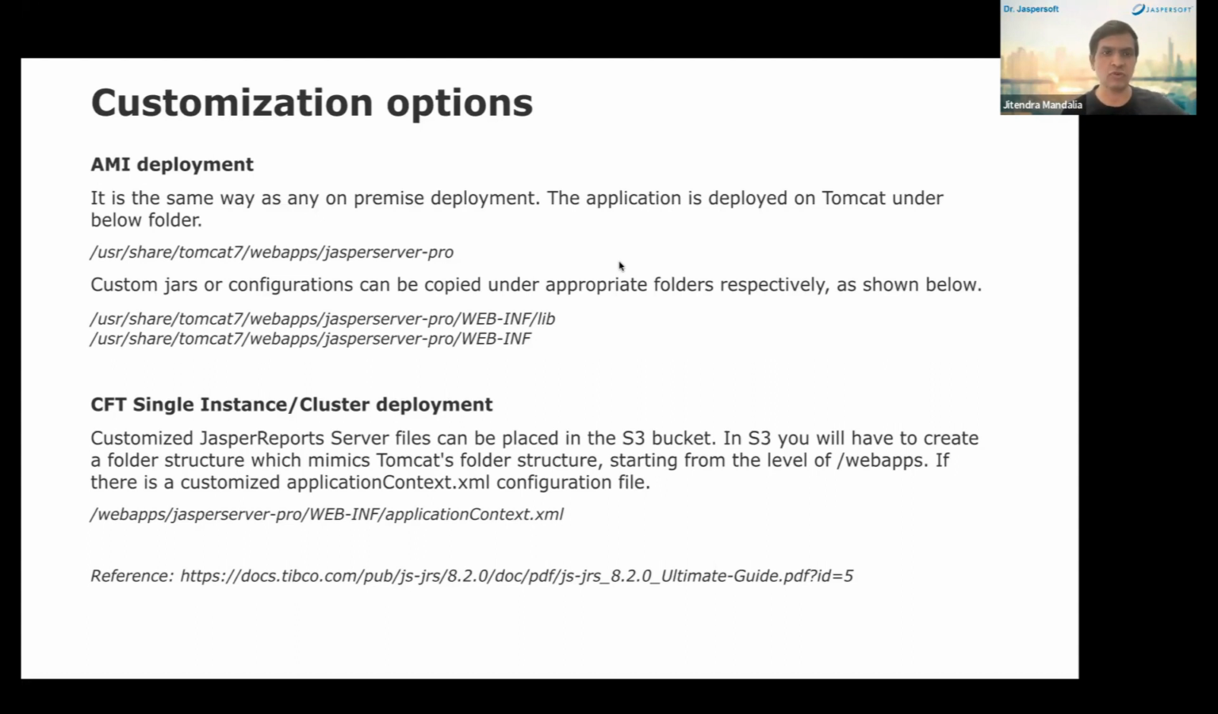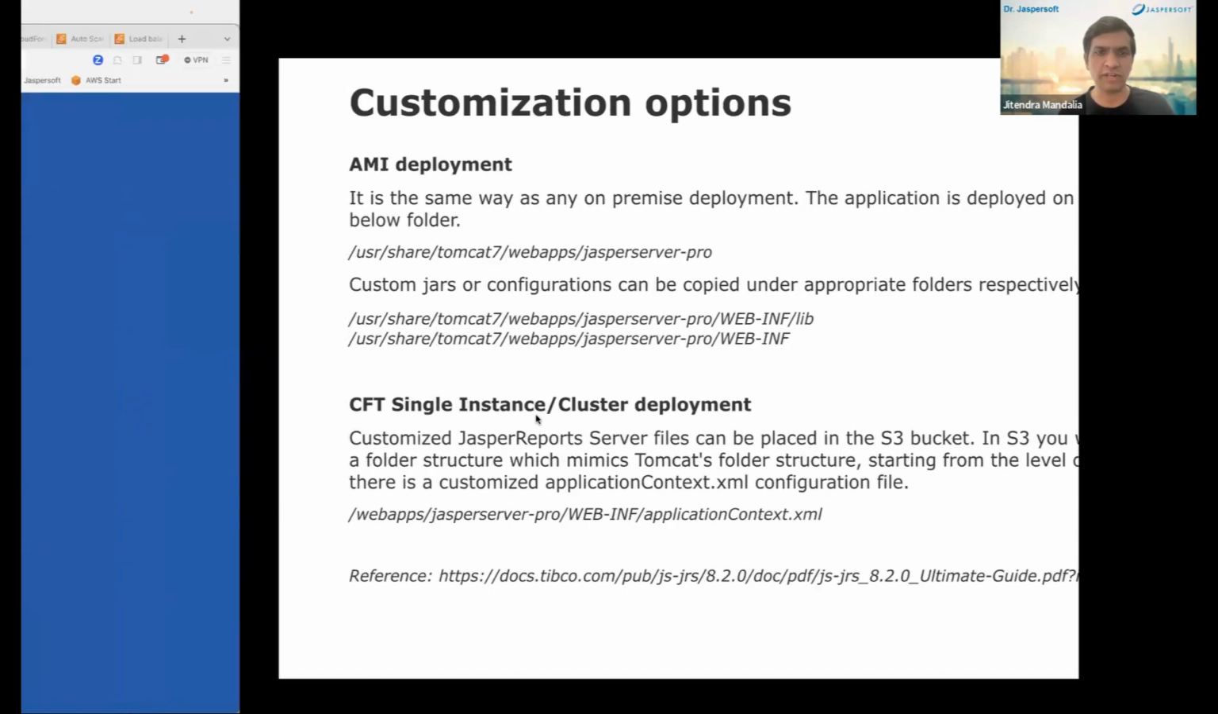If anyone has used on premise, they would know. But otherwise, to explain in short, you always need to copy your files to the right location, whether it is a configuration or backend code changes in a jar file or class files. You log into your instance, go to the right folder, and copy the files there. We will see the AMI scenario. In the CFT or cluster deployment scenario, you copy the files with the right path into the S3 bucket. That's how we will do the customization and see how it works.